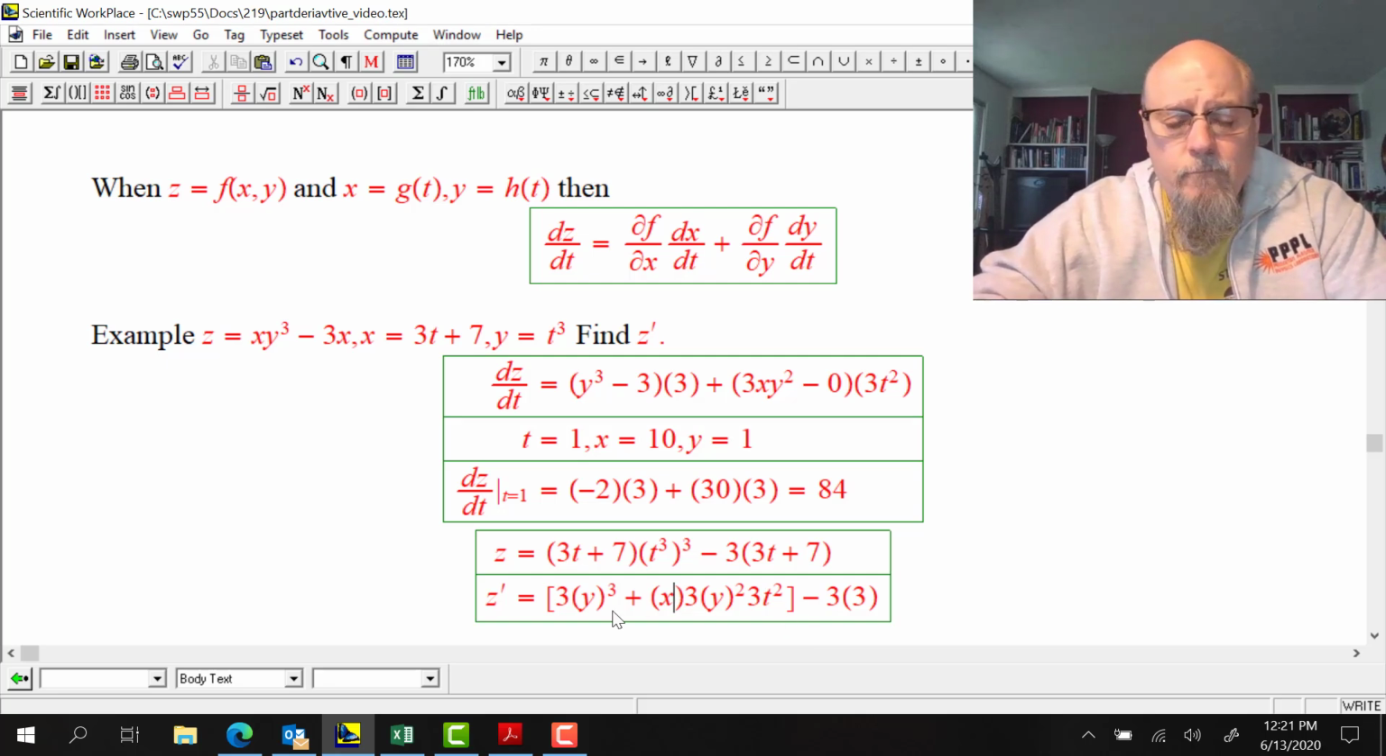So I see 3y cubed here, 3y cubed. Minus 3, I see that piece here. And 3x, y squared, 3t, I see this piece here. So the pieces are there, but it's more difficult to kind of go backwards to get them back out.